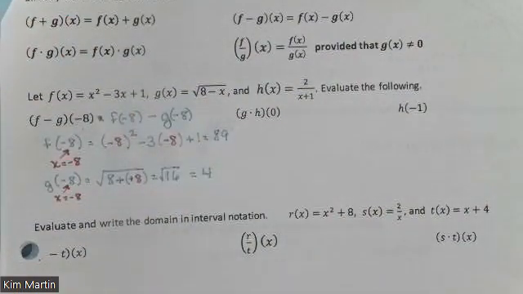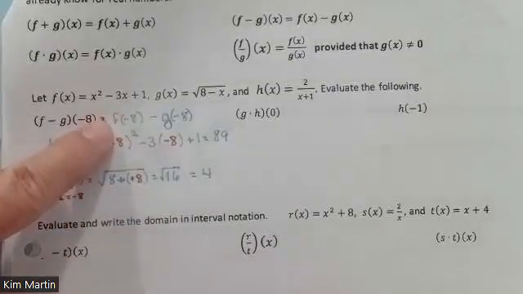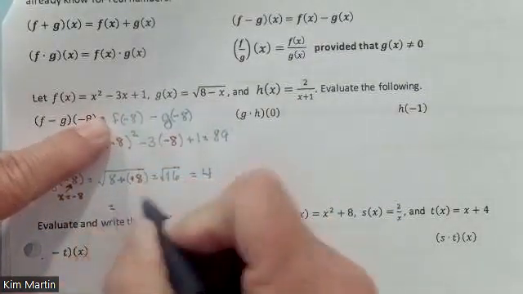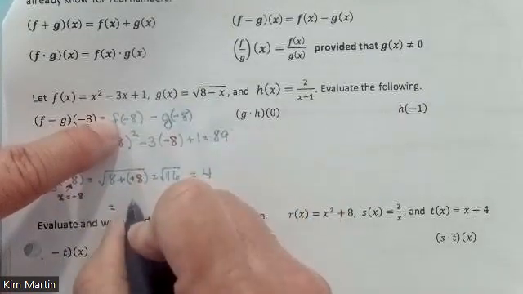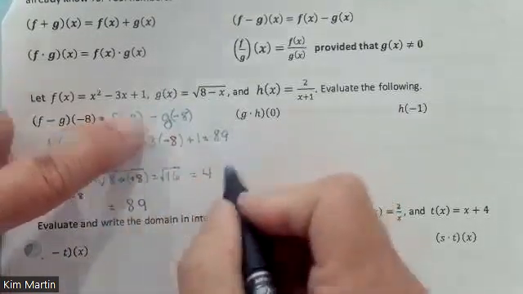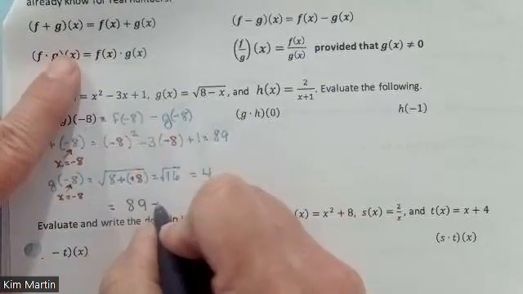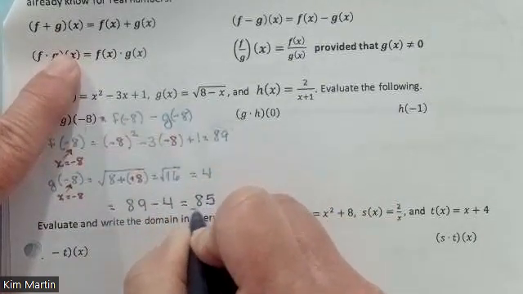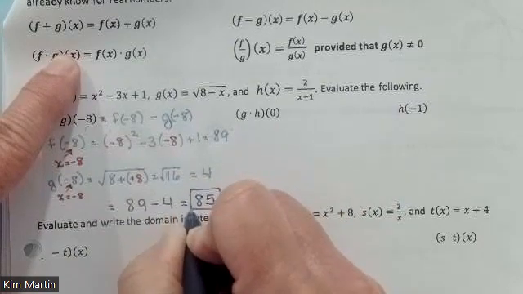All right, now that you found both of them, all you have to do is now subtract them. You said your f of -8 is 89. Your g of -8 was 4, so 89 minus 4 is going to give us 85. Wish I had more room on these worksheets, but I don't.